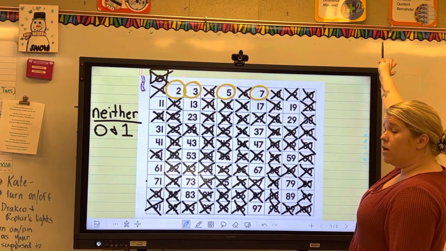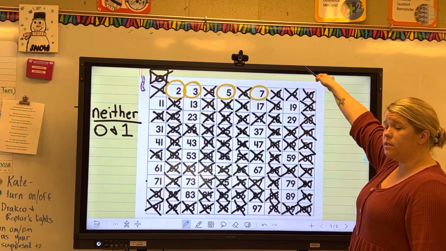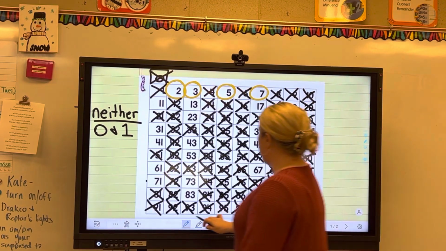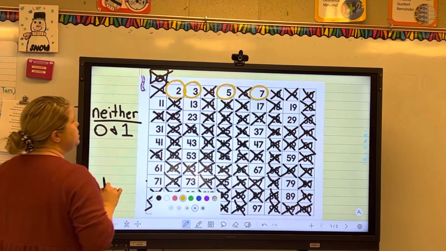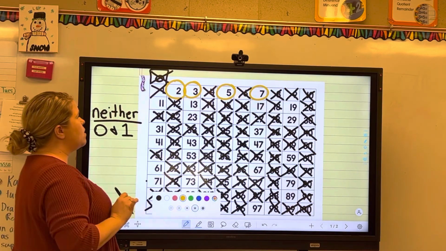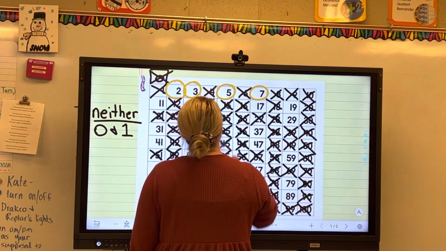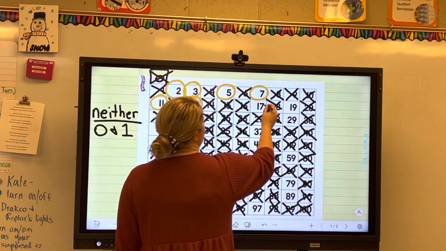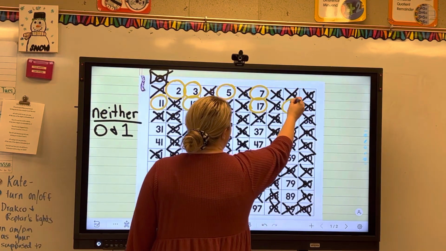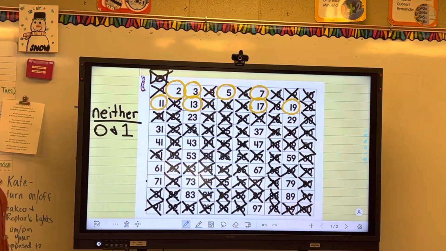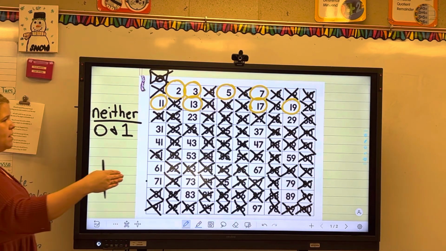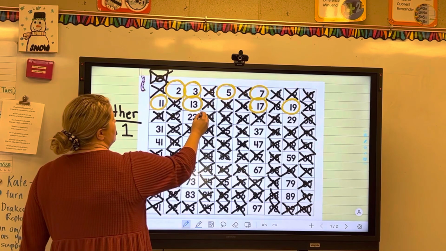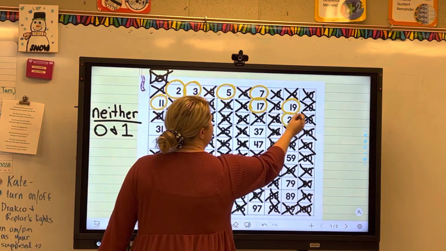So now we're ready to circle my prime numbers from 0 to 100. Double check that you have 2 circled. You have 3 circled. 5, 7, 11, 13, 17, 19. 2, 3, 5, 7. That's on the first row. Then on the second row, 11, 13, 17, 19. Good. Then circle 23 and 29.